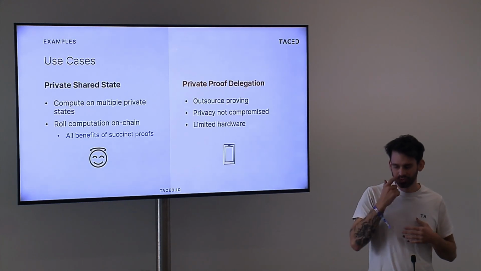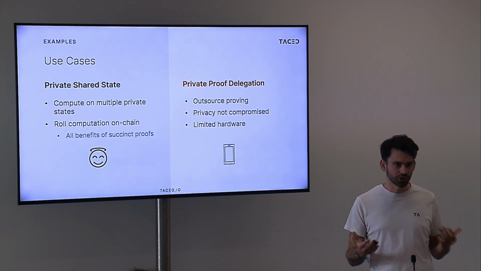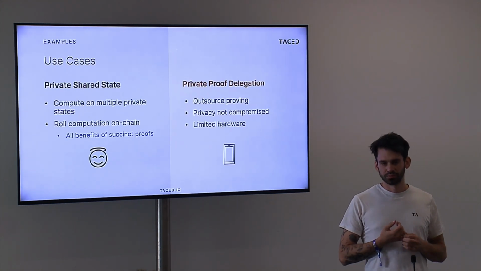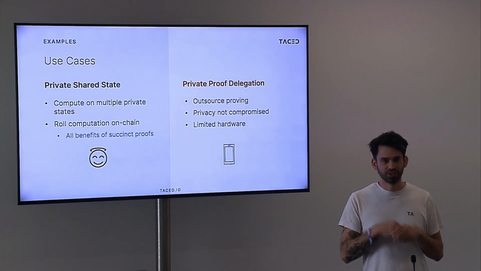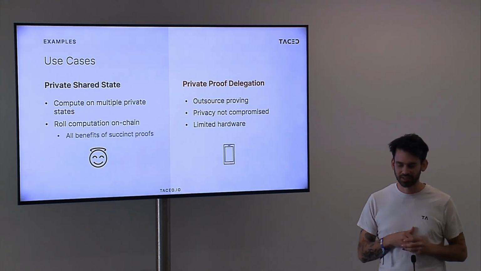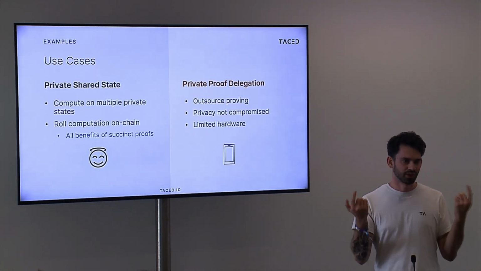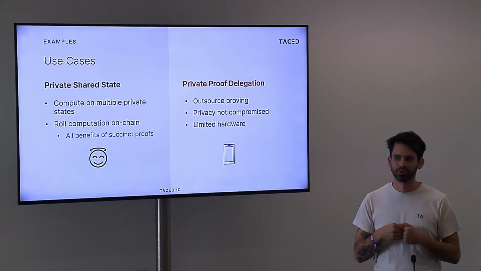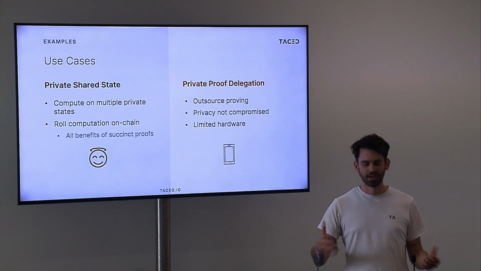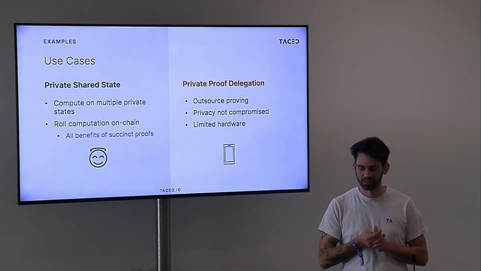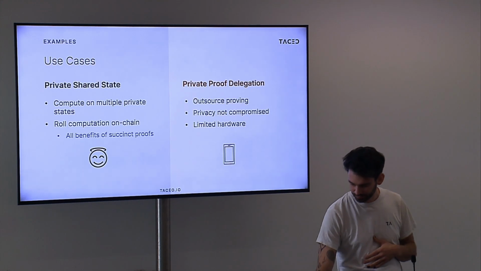The other one is private proof delegation. Imagine you have a limited piece of hardware like your mobile phone and you want to compute a proof. If the proof gets rather large, it's really hard. So you can use MPC, or collaborative SNARKs, to secret share your witness and send it to a prover network that computes the proof for you and sends it back. You lose no privacy because you secret share your private input and just compute the proof outside of your machine. So those are the two use cases that we are looking into at the moment.